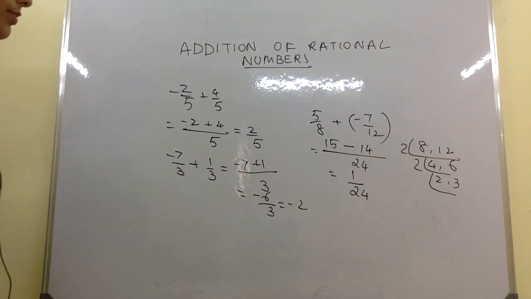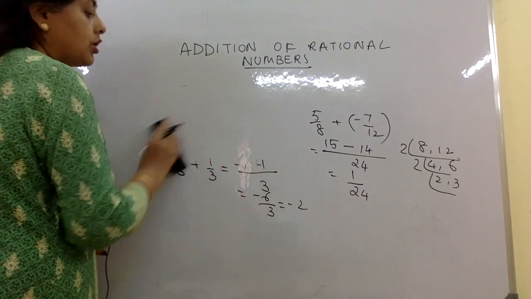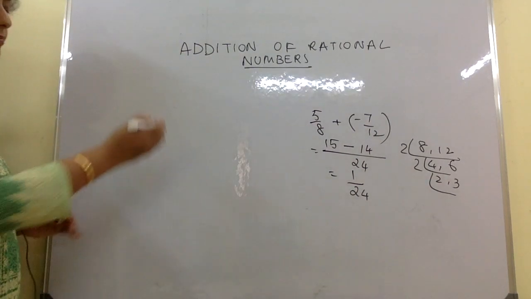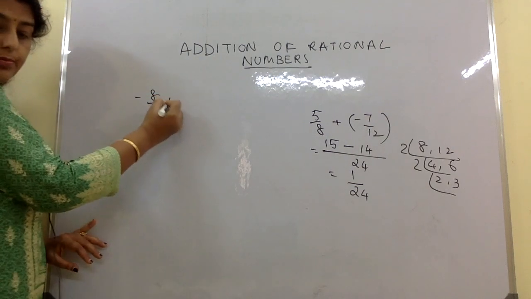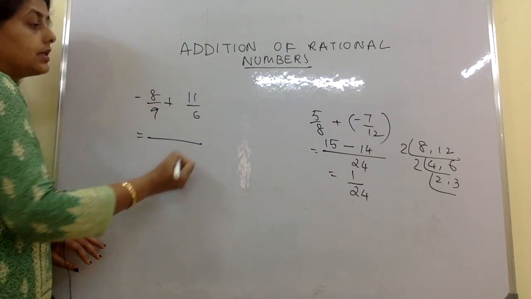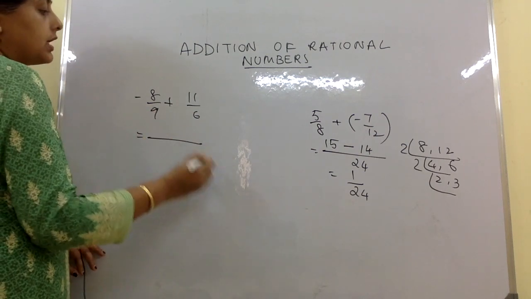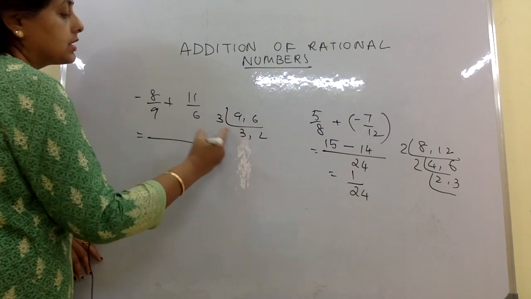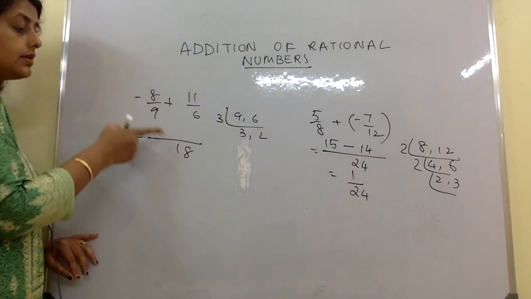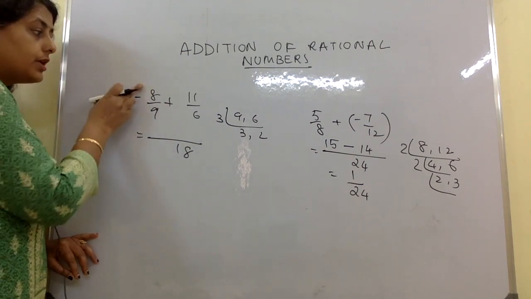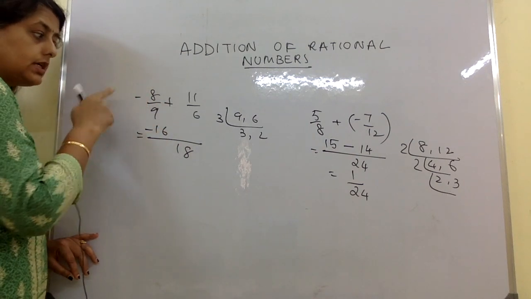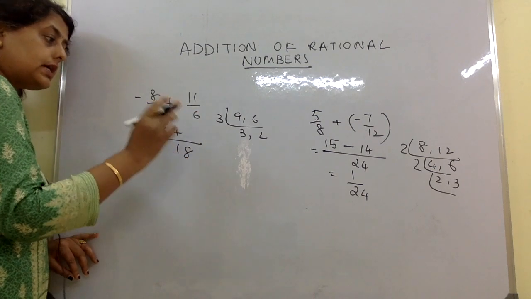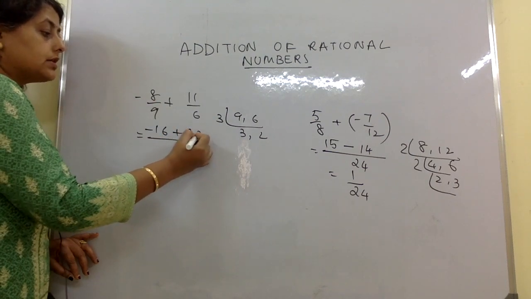Okay, now let me do another sum where the denominator is not the same. So let me take minus 8 by 9 plus 11 by 6. Now here 9 and 6, how much is the LCM? LCM of 9 and 6, if I do, this is 3, 3, 2, this is 9, 2 is 18. 9 into 2 is 18. Remember that 2 multiplies with the numerator, minus 16. 8 into 2, 16. Plus 6 into 3 is 18. 3 with the 11, that is 33.